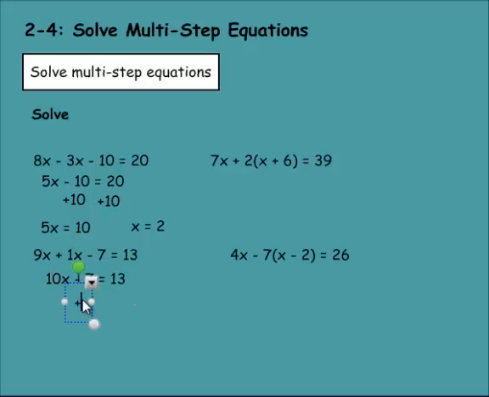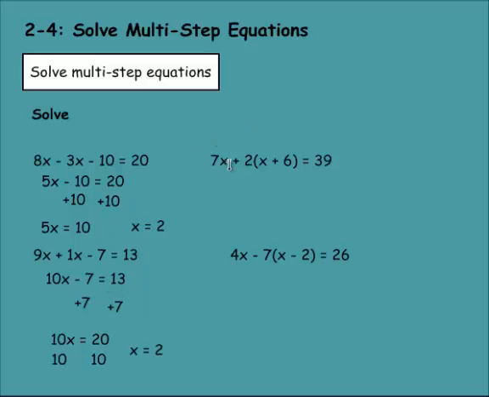Now I can add 7 to both sides. So that would give me 10x equals 20. And then that would give me, divided by 10 on both sides, 1x equals 2. Same answer as the last one.